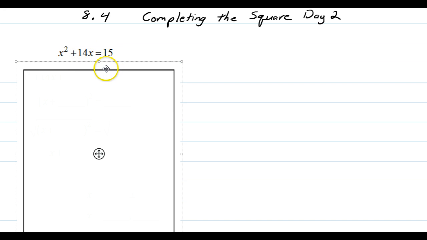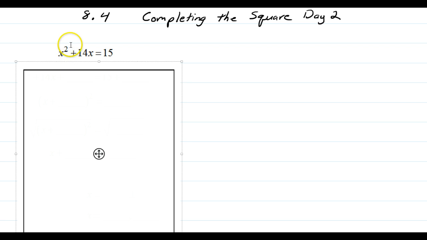What we're trying to do is find a value of x so that when you plug it in, your answer is going to be 15. You might look at this and say, well, I know if x is 1, 1 squared is 1, and 14 times 1 is 14, and 1 plus 14 is 15. So 1 is actually a solution of this.